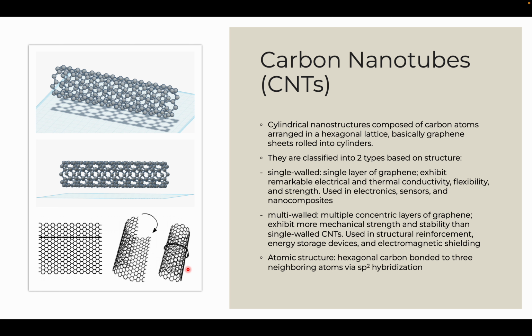Single-walled carbon nanotubes have more flexibility and are used in electronics and nanocomposites, while multi-walled are used in structural reinforcement because they are stronger and more stable. Their atomic structure actually gives them the strength they have due to their sp2 hybridization. And here are just illustrations of the 3D model.